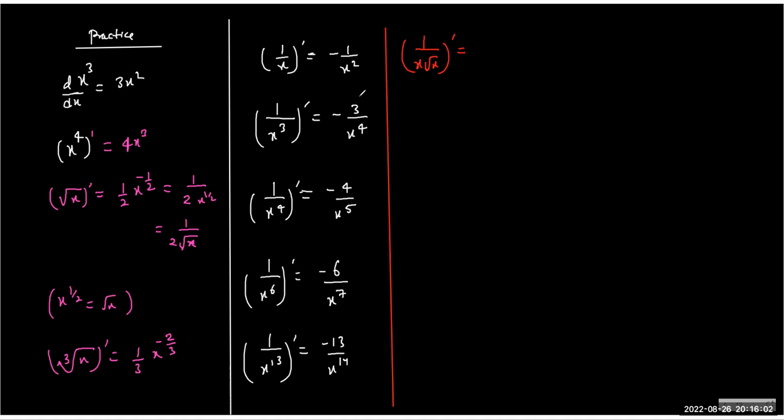So minus 3 upon 2 into x raised to minus 5 by 2. Like this. Yes. I think this is the right answer. Very good.